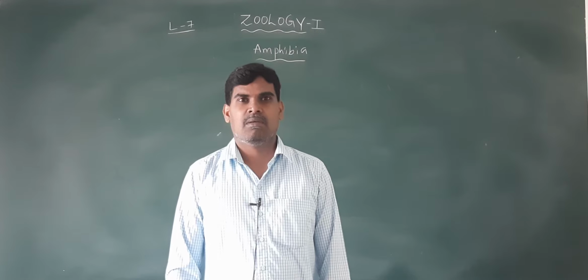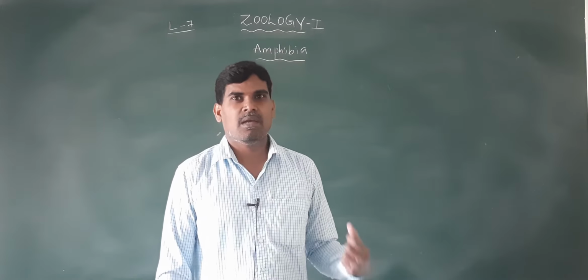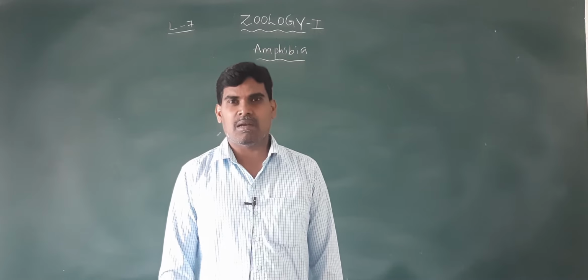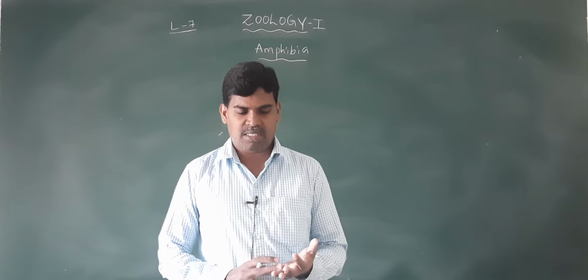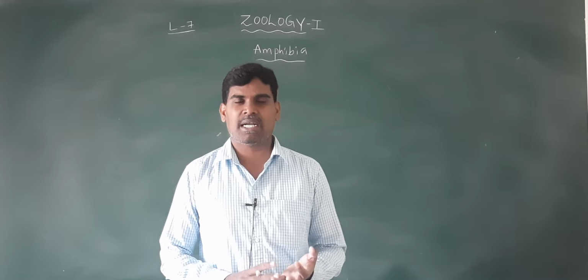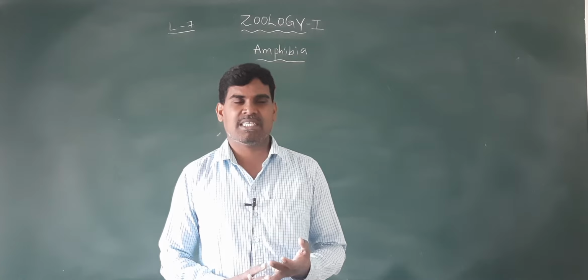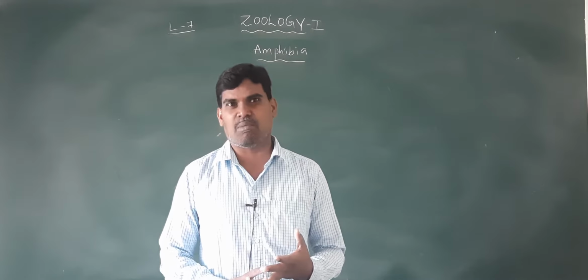Today we will discuss another topic. In the last class we already covered the chordate characters. What are chordates? Urochordates, cephalochordates and fishes. In the last class we discussed the general characters of fishes, and the fishes classification is completed.